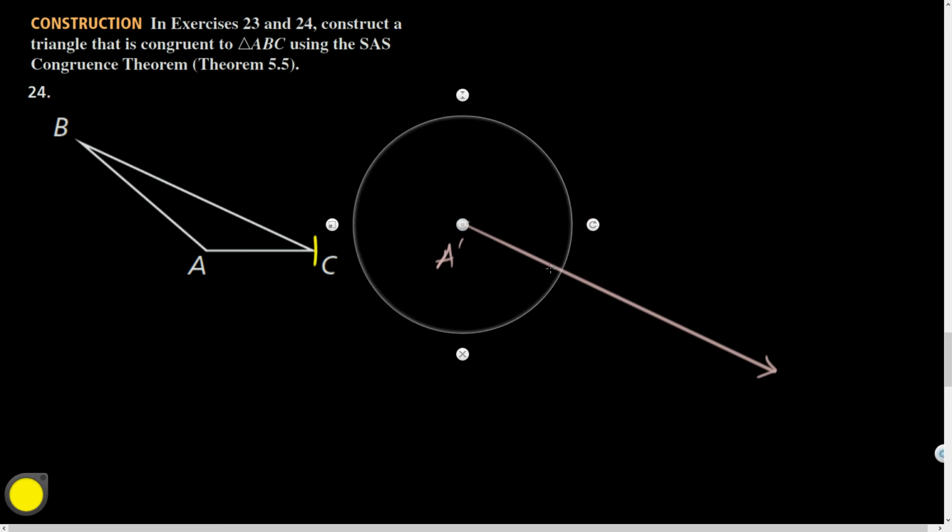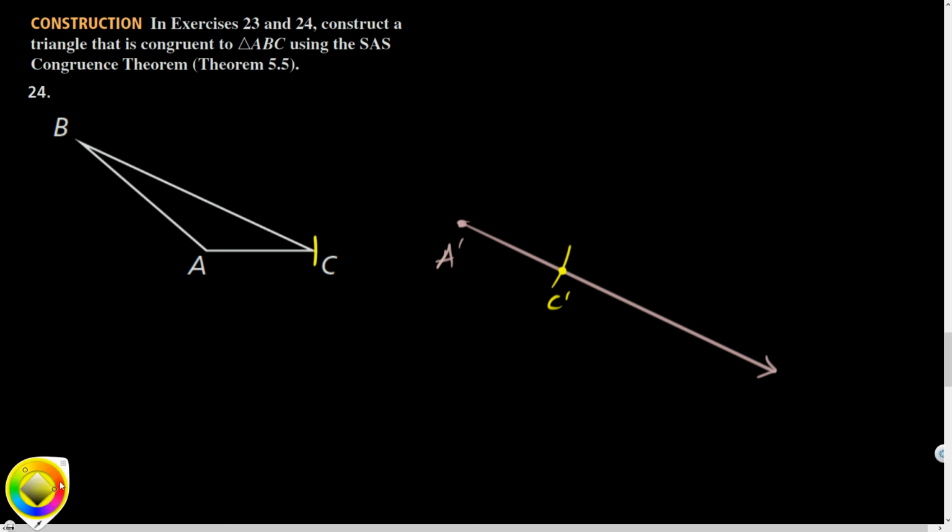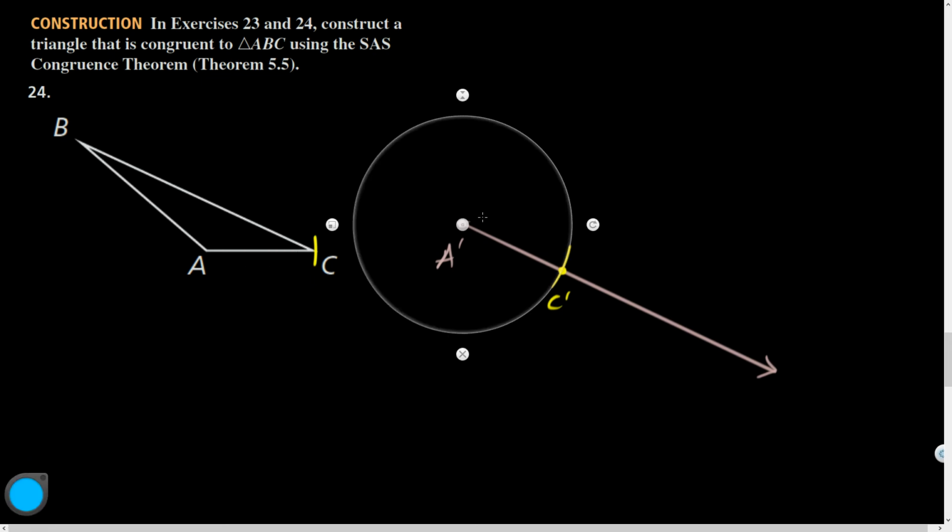So look at this. I draw a ray. By swiping that arc there, this would be my C prime. Those are definitely congruent segments, AC and A prime C prime. Thanks. And then, let's see. I've got to do the angle part now. That's the tricky part right here.